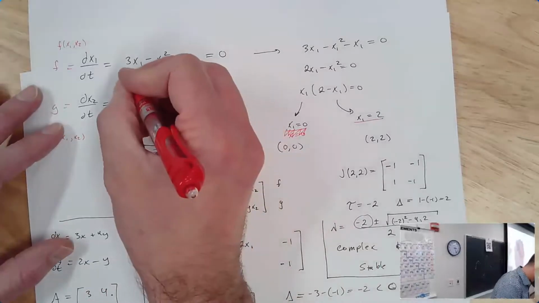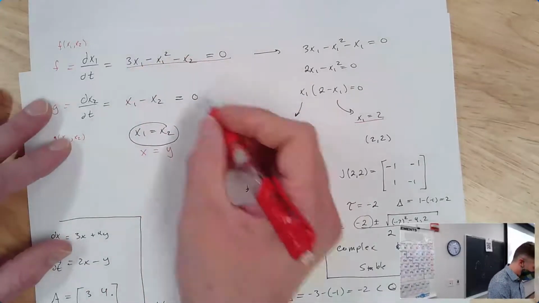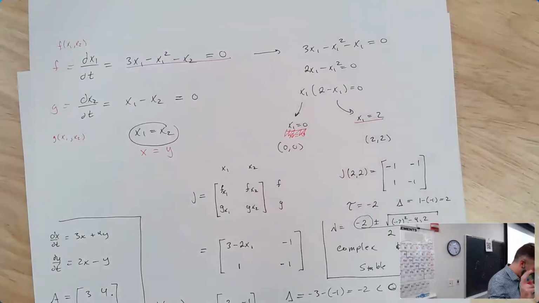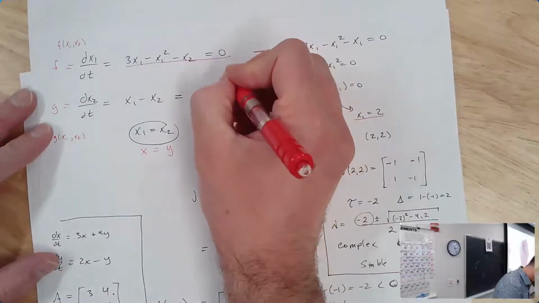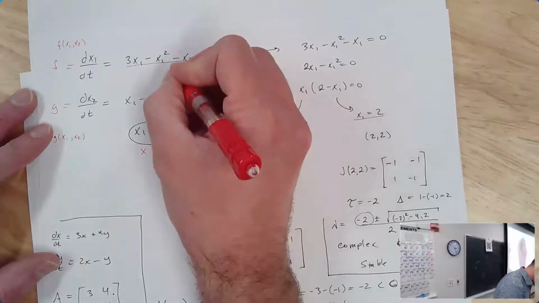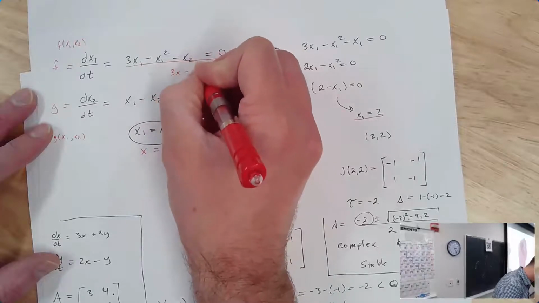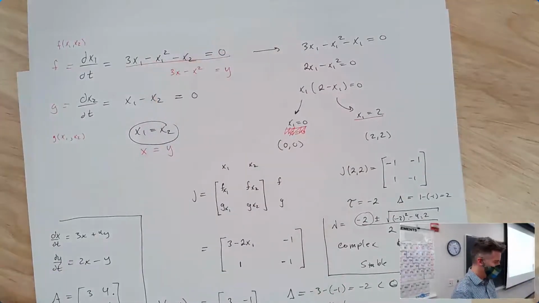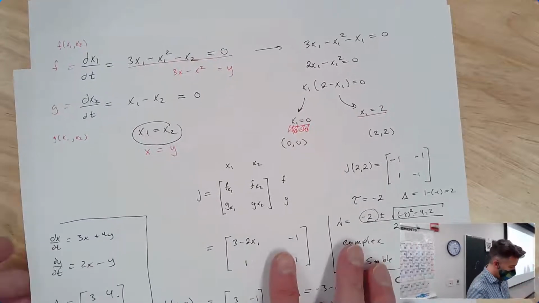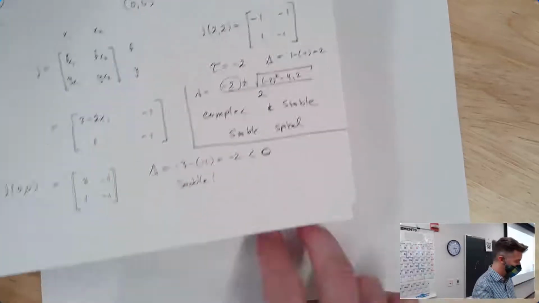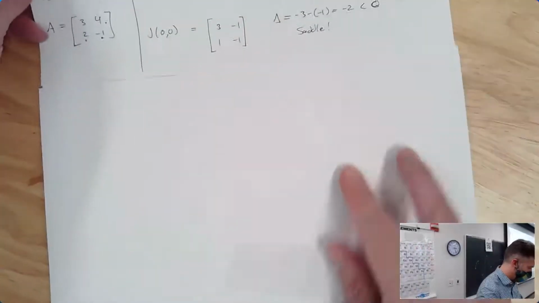So if we're going to think about this one being 0, I'm going to isolate the quote unquote y thing. And the null cline here is going to be y equal to 3x minus x squared. So those are my null clines. They're the lines or curves where one of the derivatives is always equal to 0. So here's what this means if you're trying to draw the direction field or the phase plane for this.